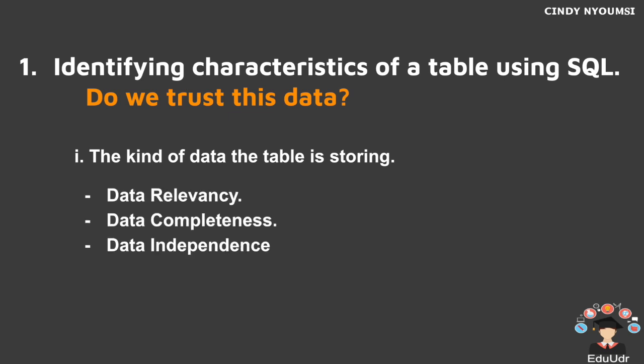Number 1 is figuring out what kind of data the table is storing. This means investigating if the data is relevant to the problem you're trying to solve or question you're trying to answer. Does it have all the necessary values you need, or will it require you to combine it with another table to get a complete data set? And are the records in the table independent of each other? Now, why don't we look at an example to see what I mean here?